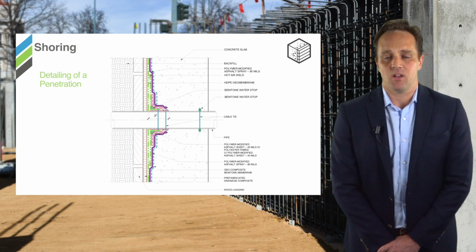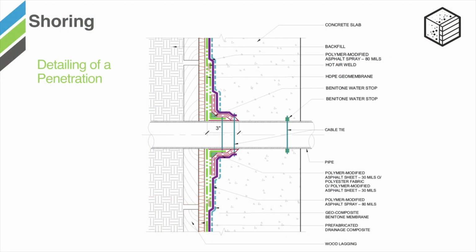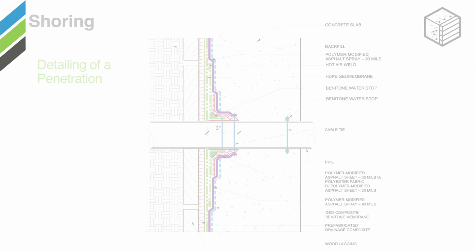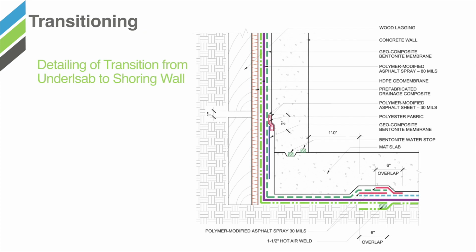The same kind of detail that's used on pipe penetration is also used on a tieback, soil nail, raker, or any other type of protrusion that you may encounter on a shoring wall. The key to a successful installation is the transitioning. Transitioning between the horizontal and vertical plane is critical. This is where most of your leaks occur, and this is where we need to have maximum redundancy.